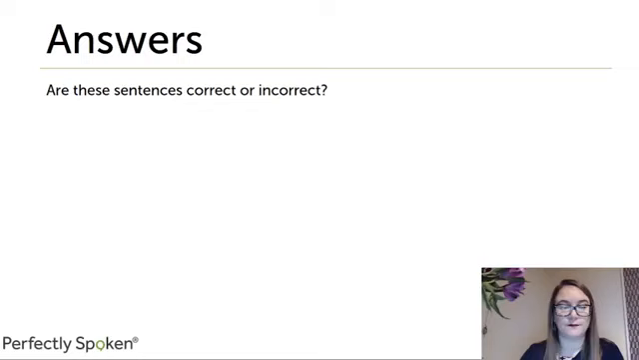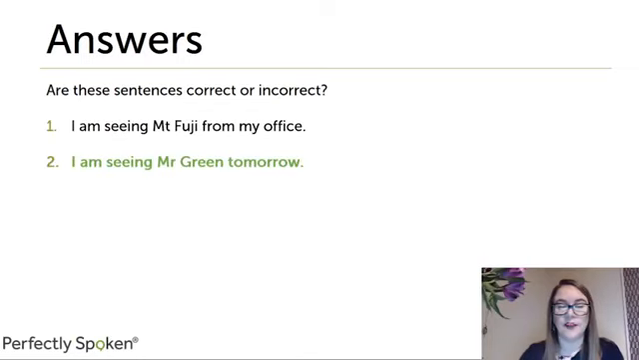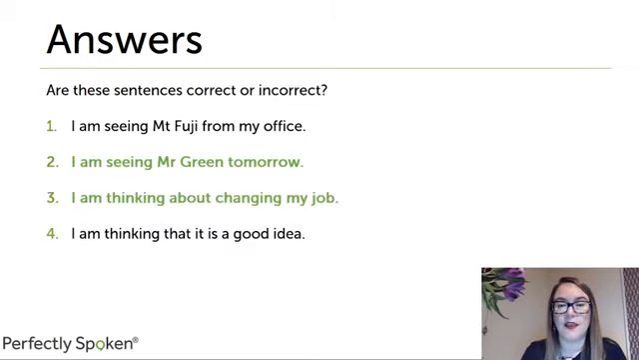So in our first pairing, the correct one is number 2. I am seeing Mr. Green tomorrow. Remember, seeing here means meeting, so can be used in a continuous form. In the second pairing, number 3 is correct. I am thinking about changing my job. Here, thinking means considering.